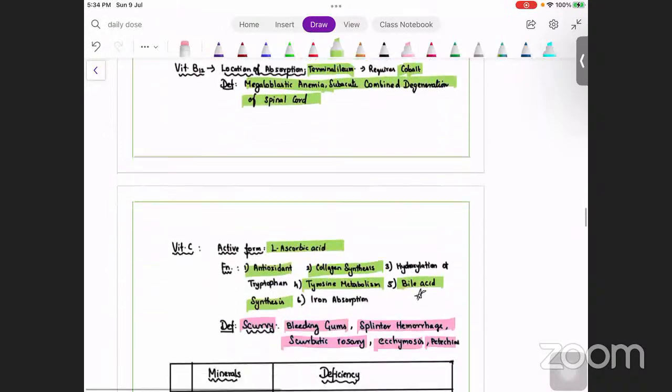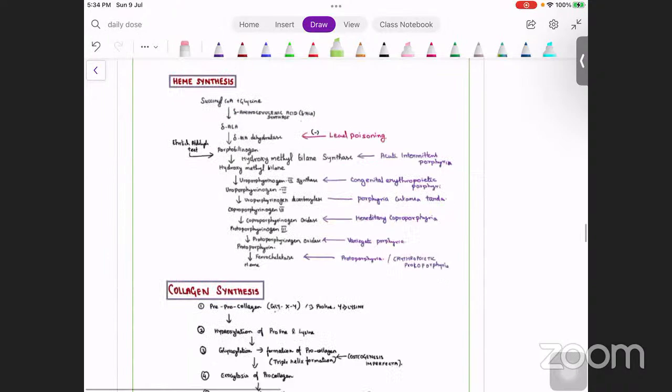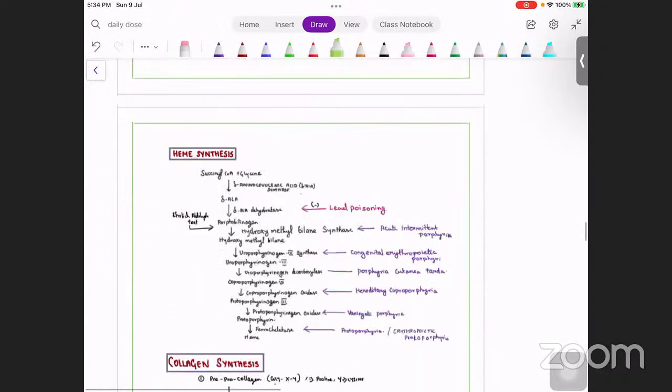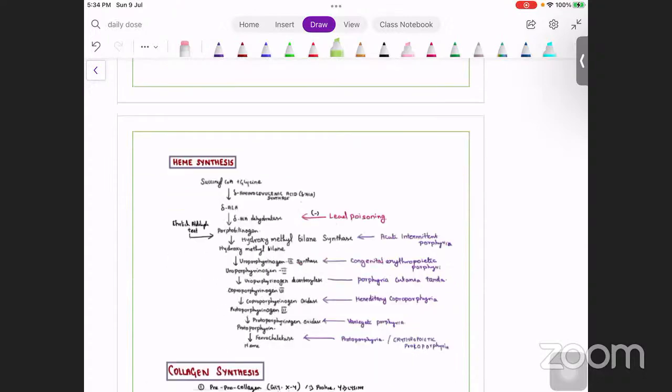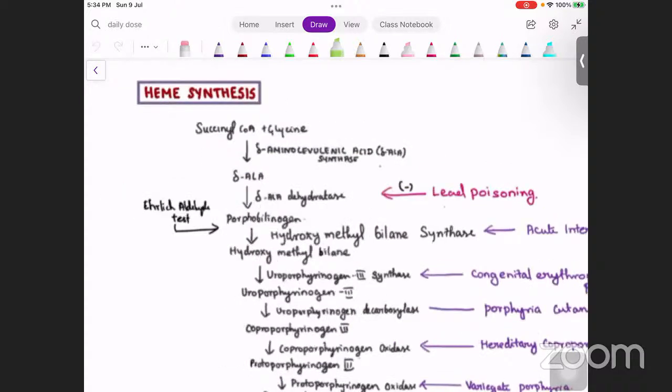So far we have completed carbohydrates, lipids, vitamins and minerals. So the next area of interest is the miscellaneous one, and then we move on to protein and amino acids. First miscellaneous topic is heme synthesis. Very, very important nowadays, because a lot of questions are being asked from this chapter. So you have to remember this heme synthesis.